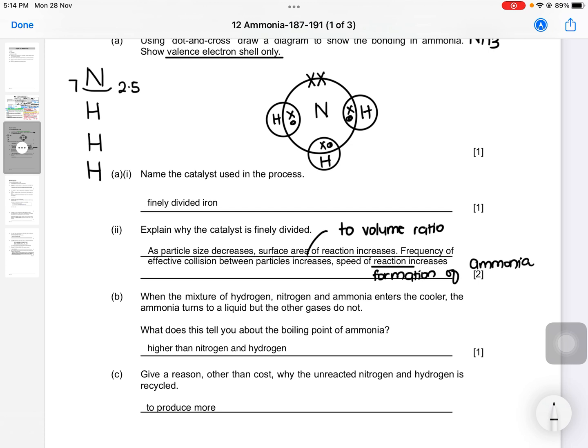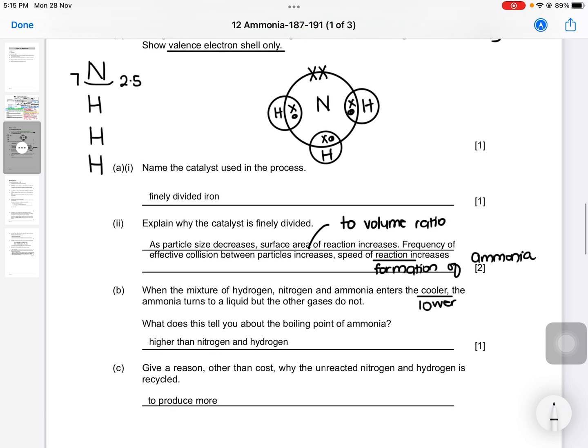When the mixture of hydrogen, nitrogen, and ammonia enters the cooler, ammonia turns into liquid while other gases do not. So what does this tell you about the boiling point of ammonia? It is higher than nitrogen and hydrogen. If it were lower, it could not be cooled down, because a cooler normally means the temperature is lower than that of ammonia, which allows ammonia, with its higher boiling point, to condense.